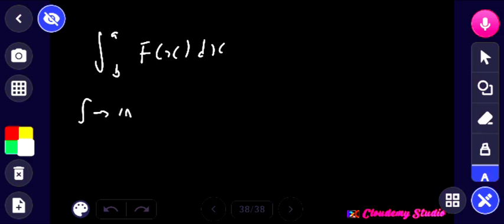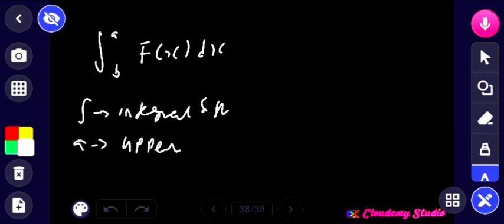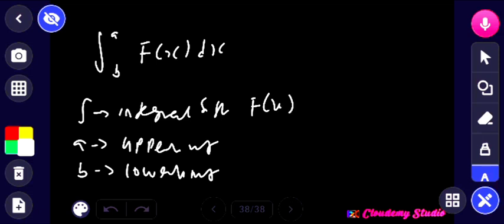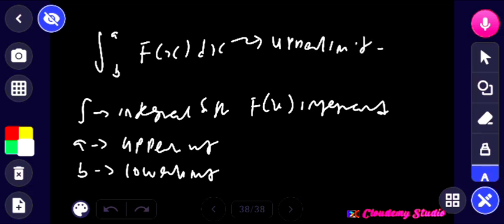You see, definite integral is in the form of the integral from a to b of f of x dx, where this is the integral sign, our a is the upper limit, our b is the lower limit, our f of x is the integrand, and it is always resulting to the upper limit minus lower limit. You understand?